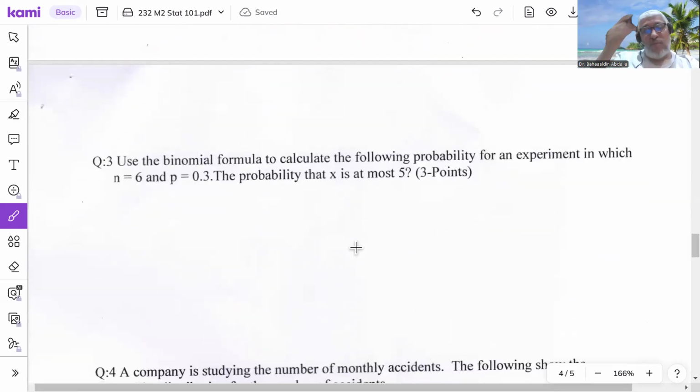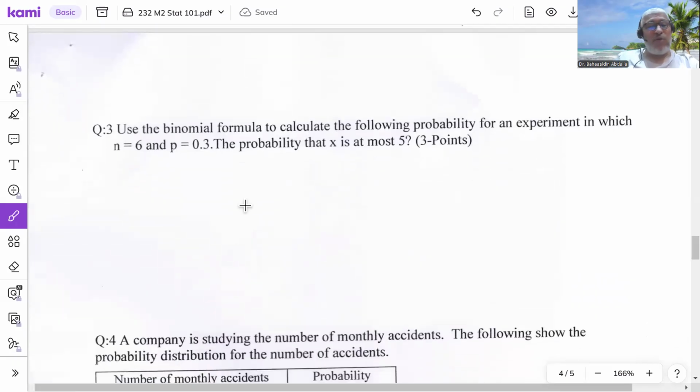Use the binomial formula to calculate the following probability for an experiment in which n is 6, p is 0.3, the probability that x is at most 5. What is the meaning of at most 5? At most 5, not greater than 5. The maximum is 5. So it should be less than or equal to 5. This is the probability he's asking about.